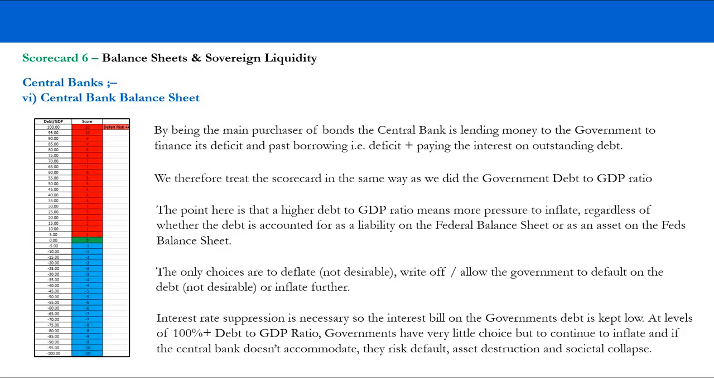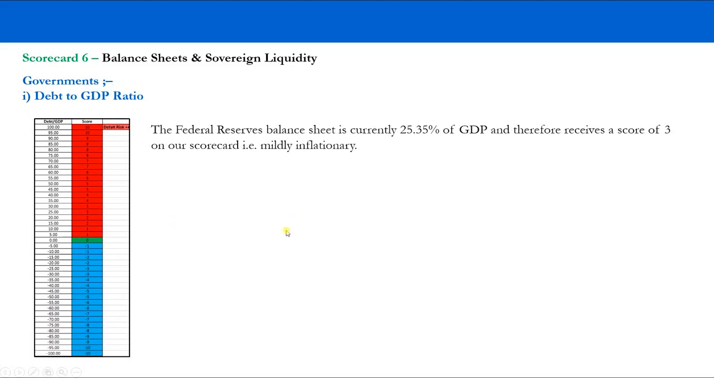So now you can see how important this is and why quantitative easing has been so important to the US government, because it's kept interest rates low and debt has shifted across from the government to the central bank. But there are still obligations, obviously, from the government on this debt, and therefore interest rates through open market operations have to be kept low. So we look at it in exactly the same way. And the Federal Reserve's balance sheet is currently 25% of GDP, and therefore receives a 3 on our scorecard, so mildly inflationary.